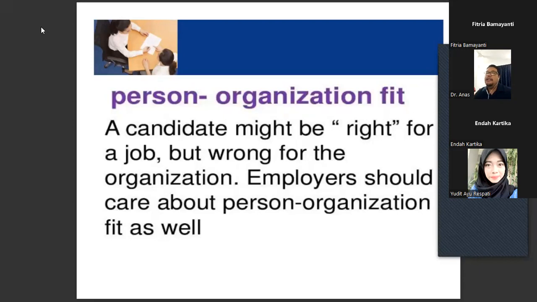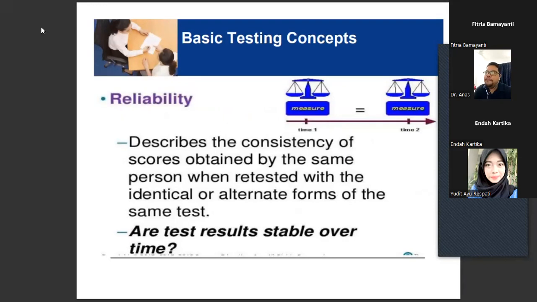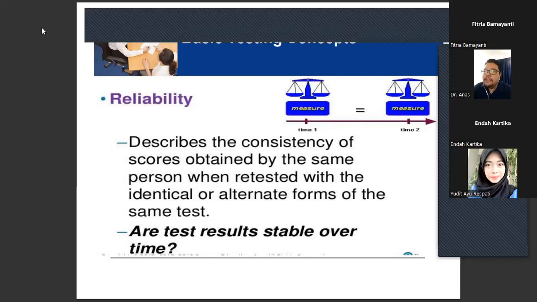Okay, next slide, please. Before that, reliability. Reliability is the basic testing concept: how to measure time 1 and time 2. Reliability describes the consistency of scores obtained by the same person when tested with identical or alternate forms of the same test.